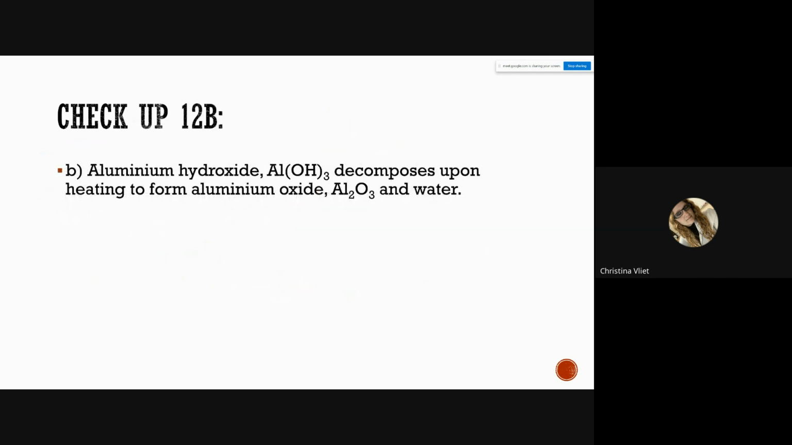Let's try another one. Aluminium hydroxide decomposes to form aluminium oxide and water. So, the reactant, they told it to us: Al(OH)3. And my products are Al2O3 and H2O. What can we do here? Remember, you can only change the numbers in front. What would you want to change first?